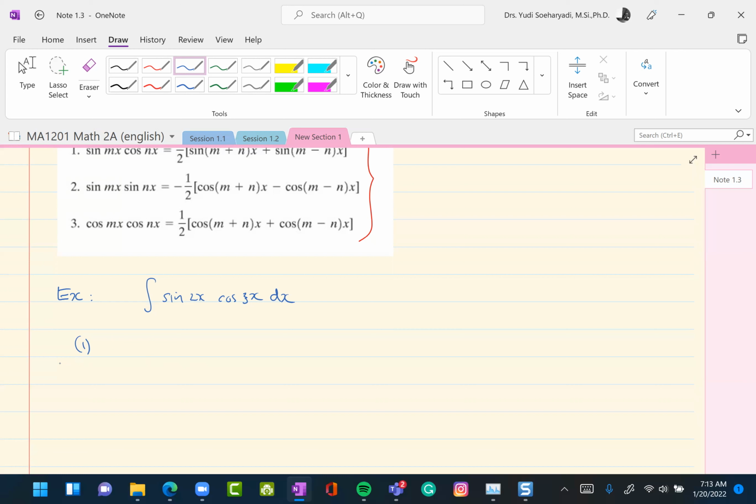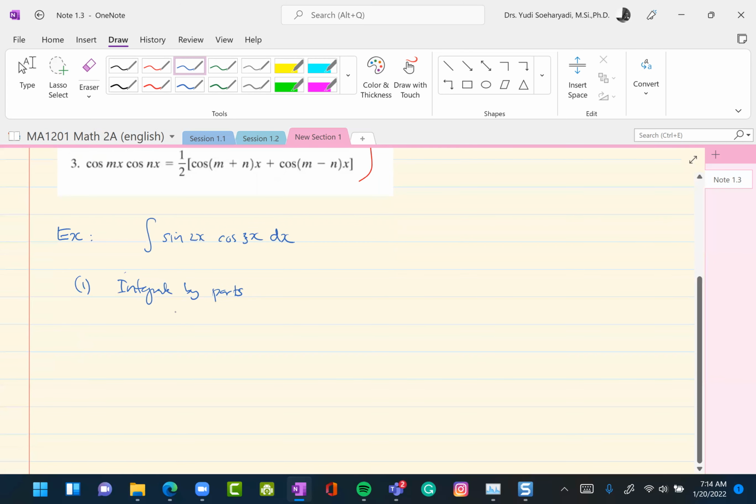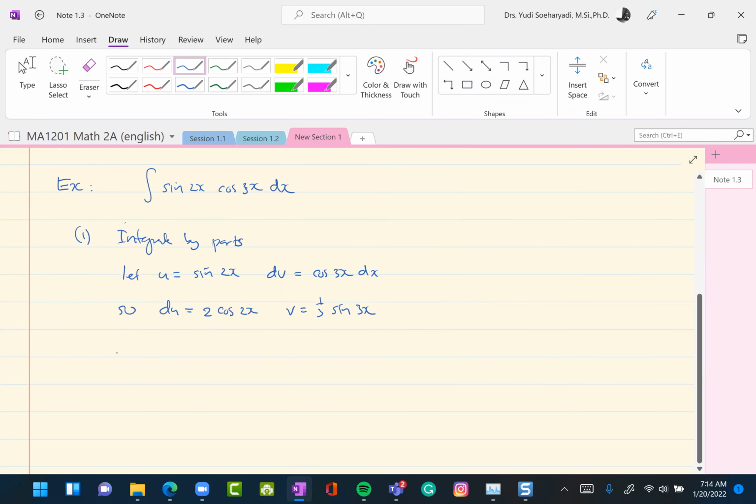All right, so first I'd like to do this using integration by parts. In this case, we choose, say, whatever you start with, it doesn't matter, u equals sine 2x and dv equals cosine 3x dx. So you have du equals 2 cosine 2x, and v, this integral becomes 1/3 sine 3x.